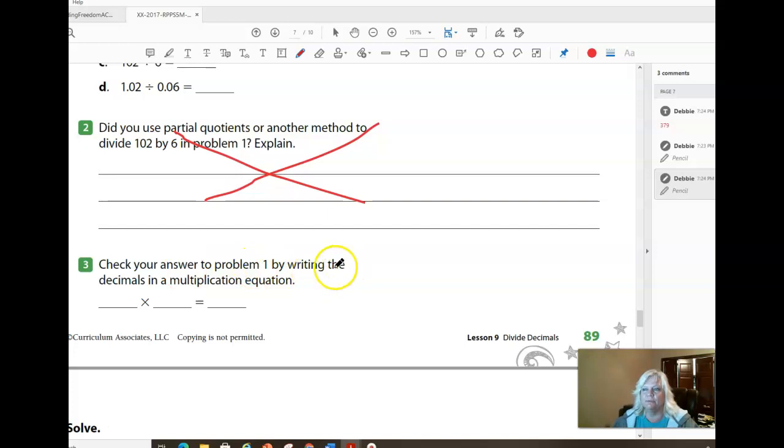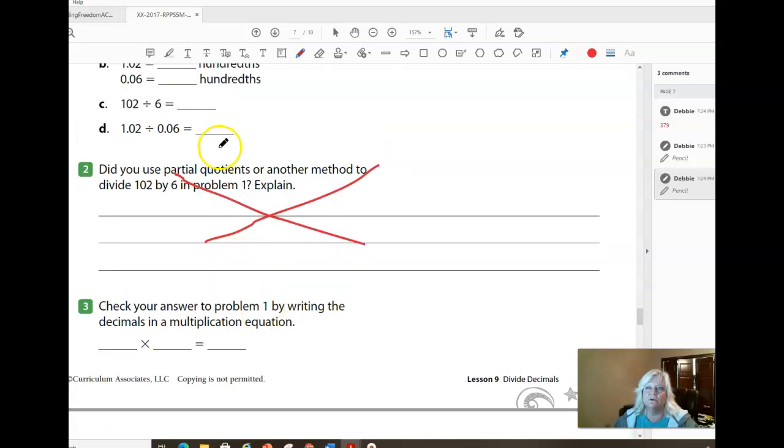Check your answers to problem 1 by writing the decimals in a multiplication. So after you have your answer, you have to work it backwards. Remember how I'm going to put an A right here. So once you have your answer, now we go backwards. So your answer times 600ths should equal 1,200. And so whatever your answer is, put that one in there.